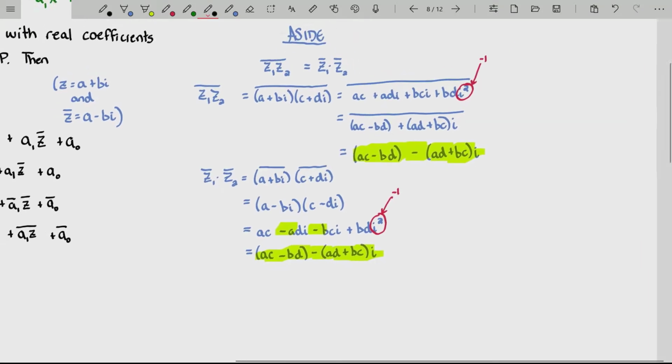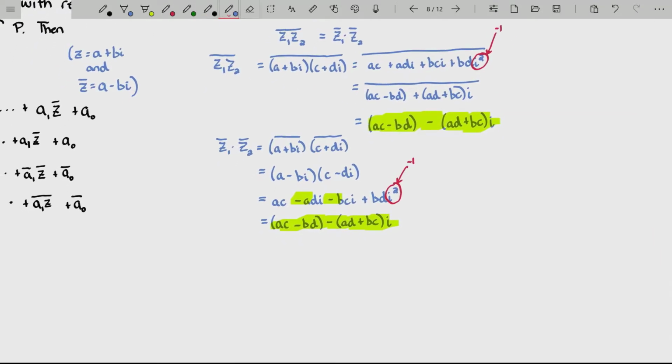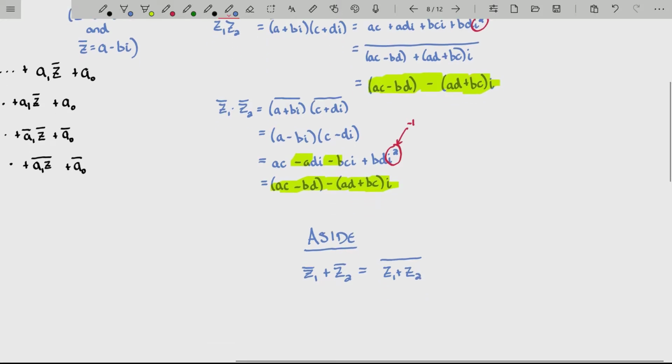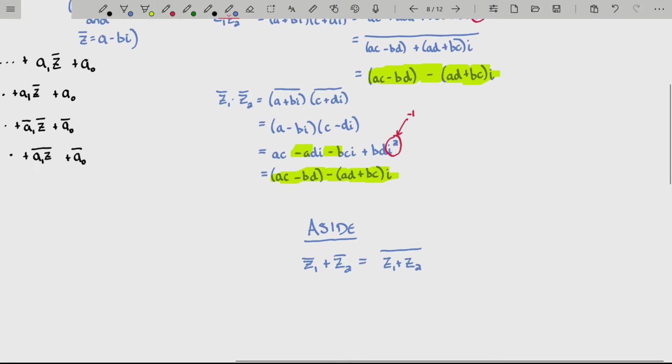Lastly, there is actually another aside I could put in here, but I'm not really going to prove it. I'm just going to say it. So here's my second aside. If I have complex numbers, let's say z1 bar plus z2 bar, I can group them together as z1 plus z2 underneath the same conjugate.